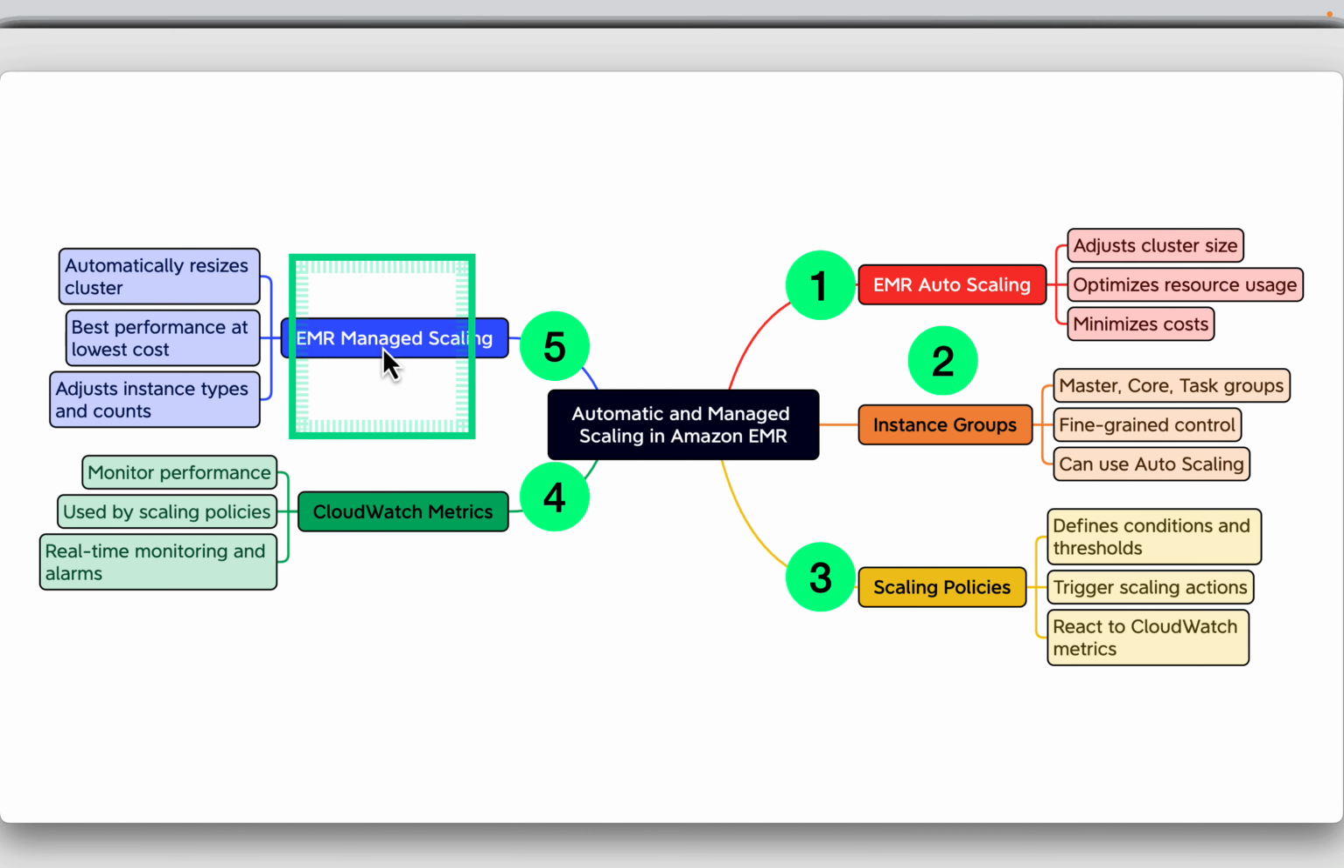EMR managed scaling. This is a newer feature that automatically resizes your cluster for best performance at the lowest possible cost. Unlike EMR auto scaling, which requires user-defined policies, managed scaling automatically adjusts instance types and counts based on the workload.